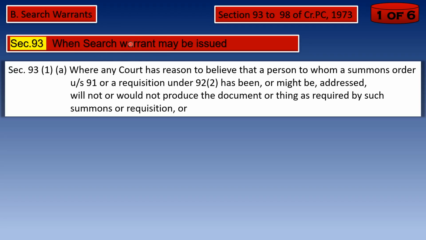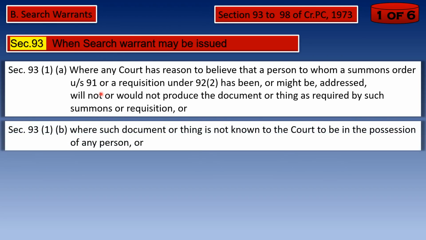Next is clause B of subsection 1 of section 93. It says where such document or thing is not known to the court to be in the possession of any person. This is a second condition. In the first condition, the court knows that there is a document or a thing which is required from a person and he may not produce it. In the second condition, the court does not know whether it is in his possession or not. In such cases also, the court may issue such warrant.